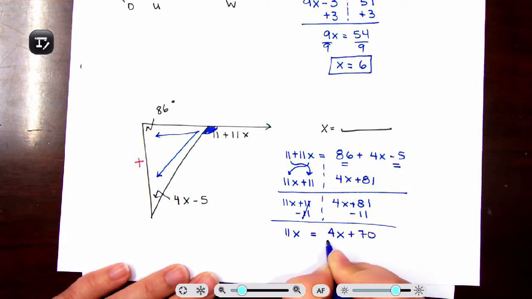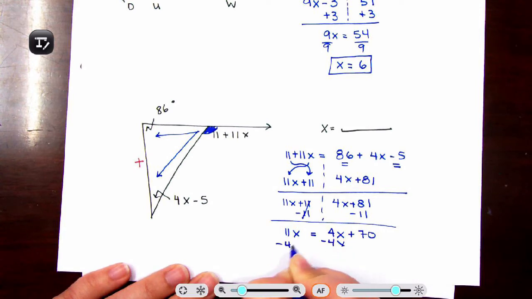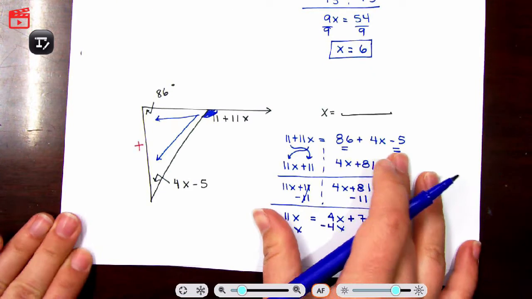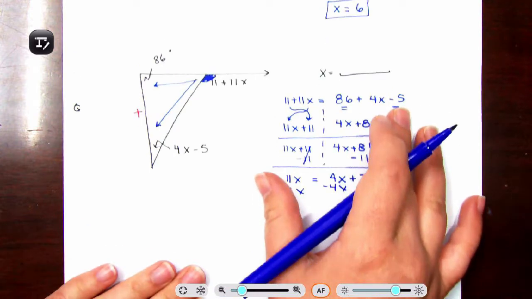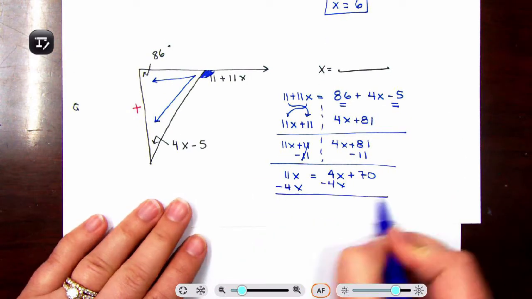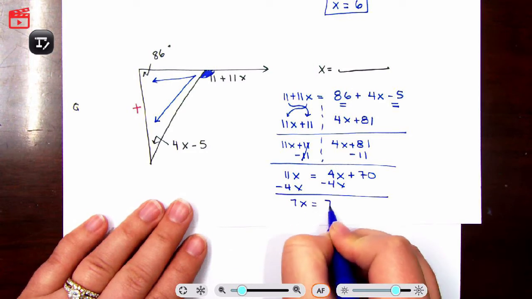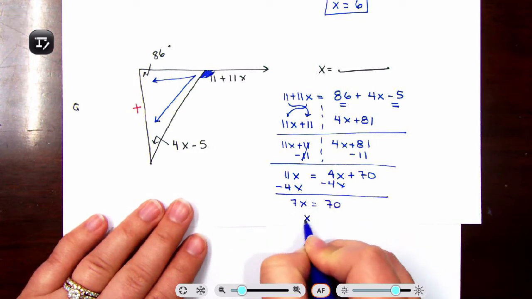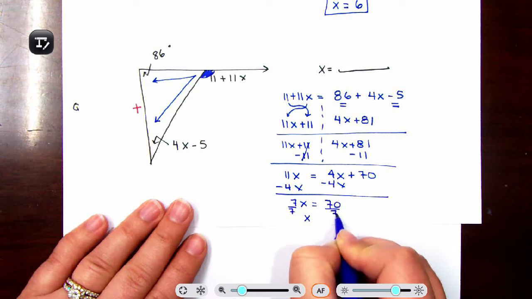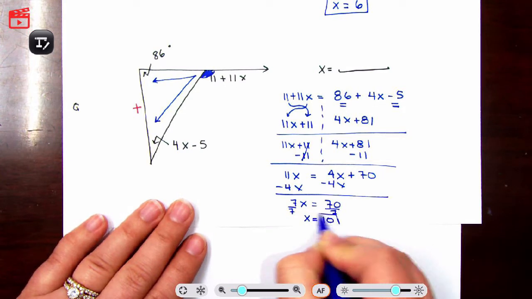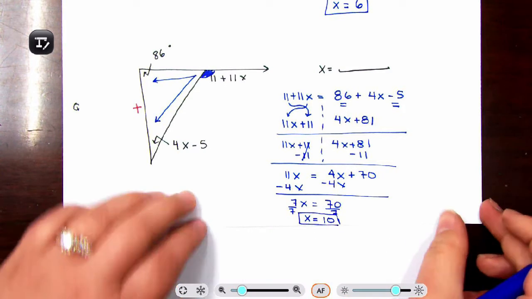I'm going to subtract 4x, subtract 4x. I'm going to try to shift this up just a little bit. So I have 11 minus 4, that is 7. So I have 7x is equal to 70. Dividing by 7, running out of space here, so I'm going to try my best. X is equal to 10.